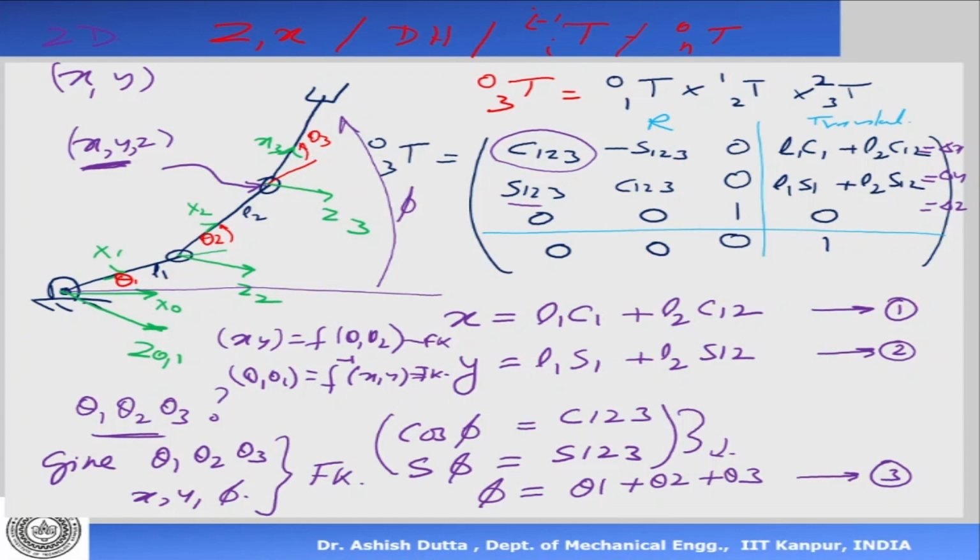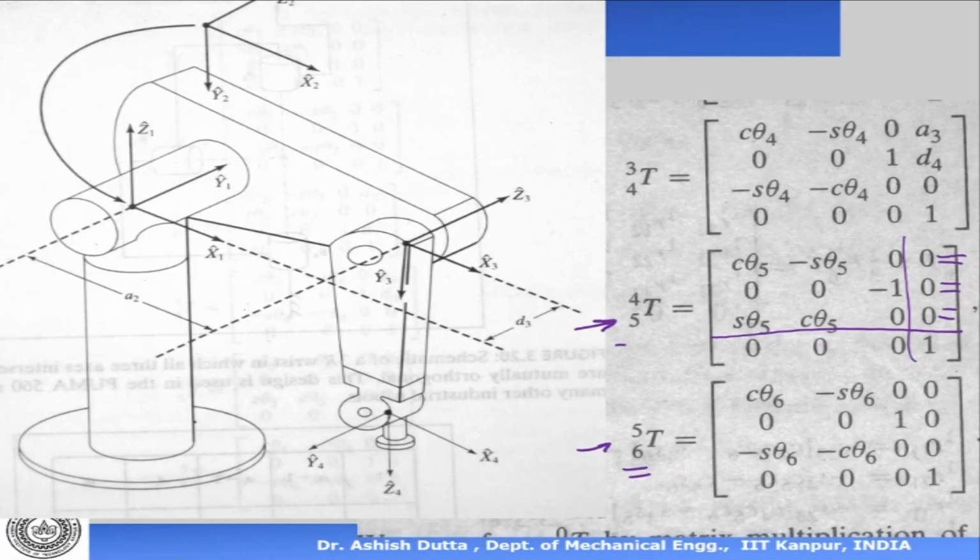Now let us look at the Puma robot very quickly. In the case of the Puma robot, let's just go back and look at the figure. Yeah, so we have got the figure. Here we have 6 thetas. Suppose I want the position and orientation of the last frame. I want my x, y, z, plus alpha, beta, gamma. So there are 6 thetas because this is a 6-DOF system.